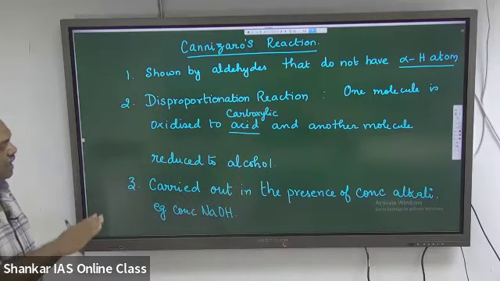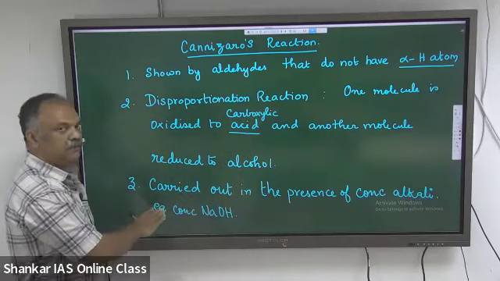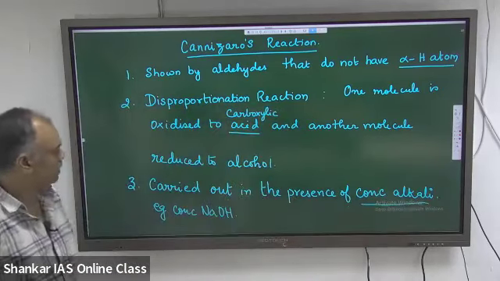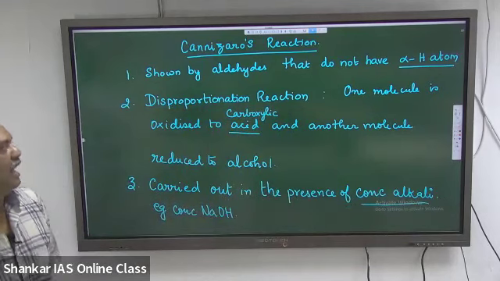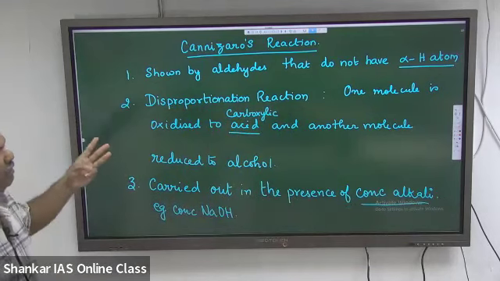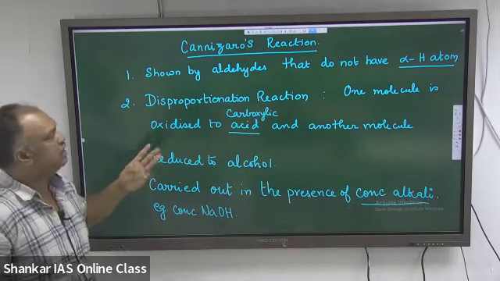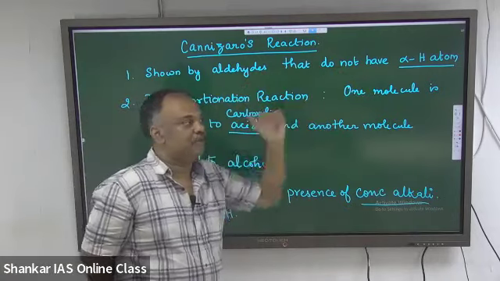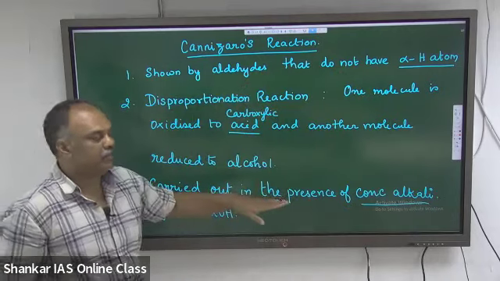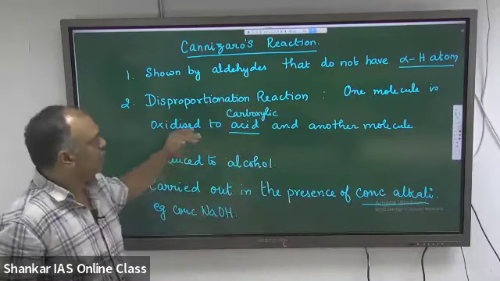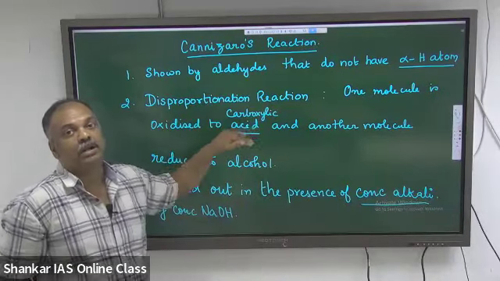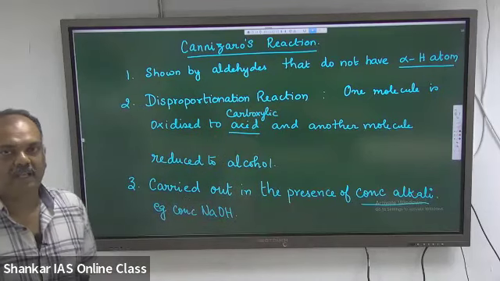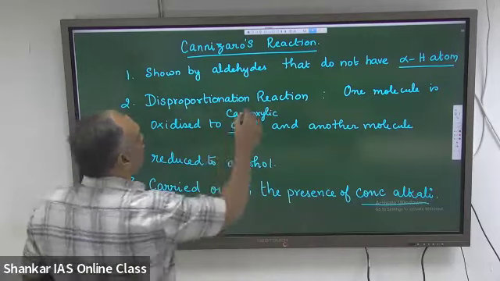Okay, and what is the other reactant? The major reagent for this is concentrated alkali. So this reaction occurs in the presence of concentrated alkali. So the three main important points about Cannizzaro's reaction: it is shown by aldehydes that do not have an alpha hydrogen atom, carried out in the presence of concentrated alkali, and what happens to the reactant? They undergo a disproportionation reaction to form an acid and an alcohol. Okay, next.